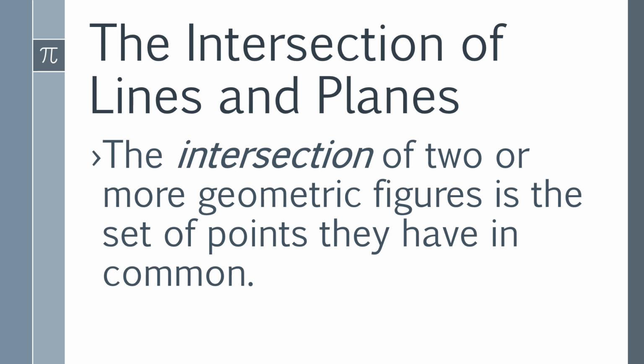Okay, let's talk about intersection of lines and planes. So the intersection of 2 or more geometric figures is the set of points that they have in common. The symbol for intersection looks like this. It's an upside down U. So that's the symbol for intersection.